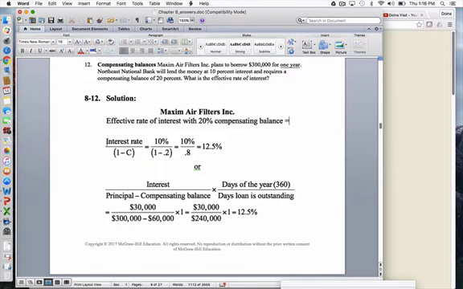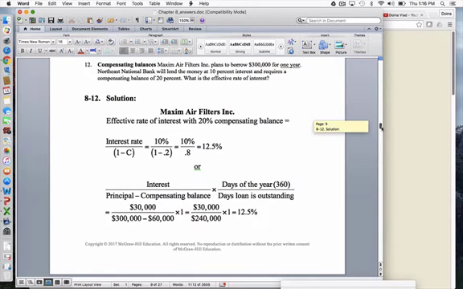If we use the percentage one, we have interest percent is 10%, which is 0.10 divided by 1 minus 0.2, which is going to be 0.8. So that's going to be 12.5%. And then we use the other formula, interest in dollars. Well, interest 10% applied to 300,000 is 30,000, that's in dollars, divided by 300,000 principal minus compensating balance, which is 20% of 300,000, that's 60,000. And it's 1 year, so those cancel out, is 1. So you come up with the same result.